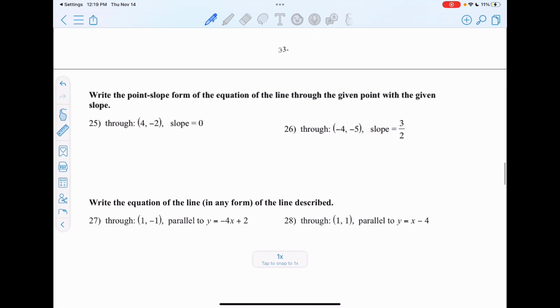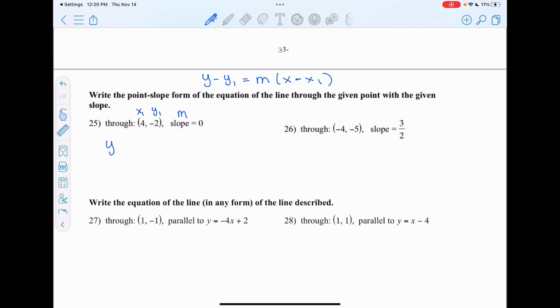In 25 and 26, it says write the point-slope form of the equation of the line through the given point with the given slope. Point-slope form is y minus y1 is equal to our slope m times x minus x1. So our slope is our m value, and they give us a point which is going to be our x1 and our y1. And all I have to do is plug in these values to my point-slope form.